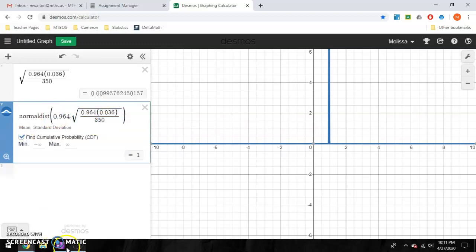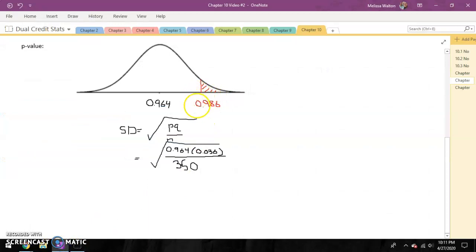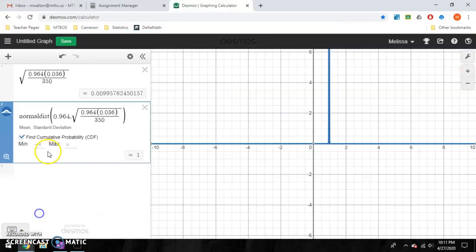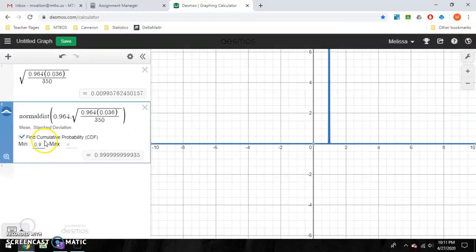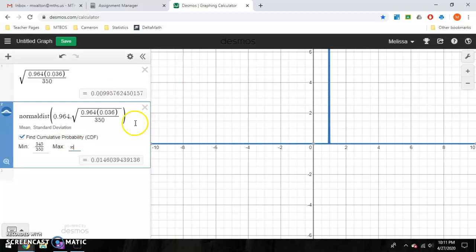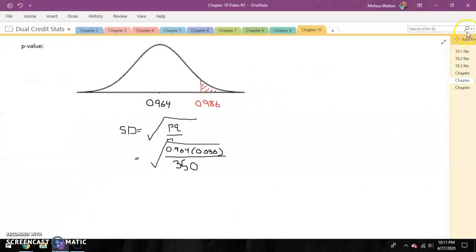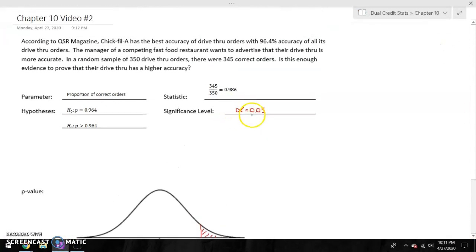And now I want to know, what is the probability that we would get a sample like this? What is the probability we would be at 98.6%? Well, actually, I'll do it the easy way. 345 out of 350, all the way up to infinity. And take a look here, we have 1.5%. Not bad.